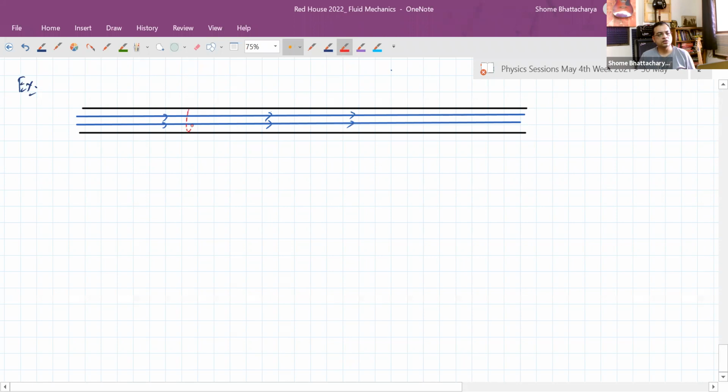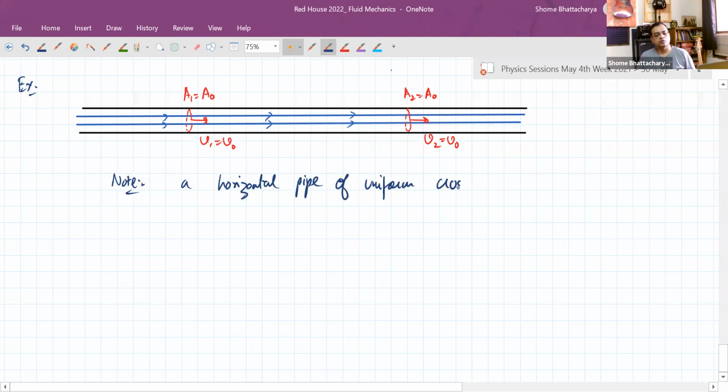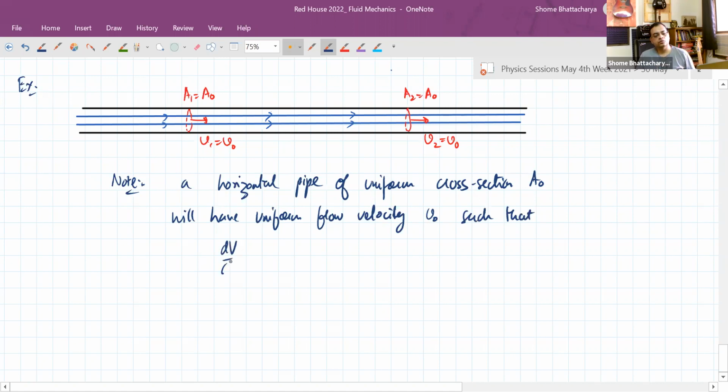So if we consider this cross section here, let's say A0, and the cross section here is also A0, then if V1 is equal to V0, then V2 will also be equal to V1. So a horizontal pipe of uniform cross section will have uniform flow velocity. Now, when we say velocity here, we mean magnitude of velocity, V0. It's such that the volume rate of flow, or delta V by delta T, is equal to A0 into V0.